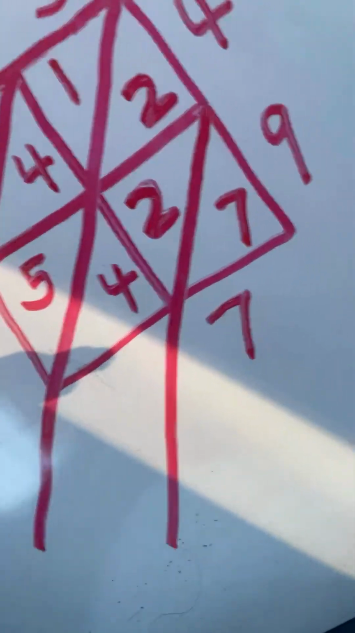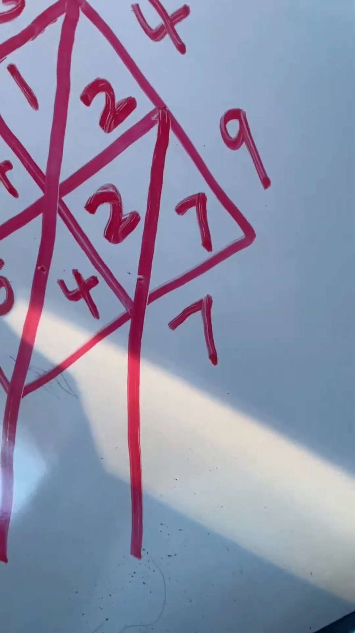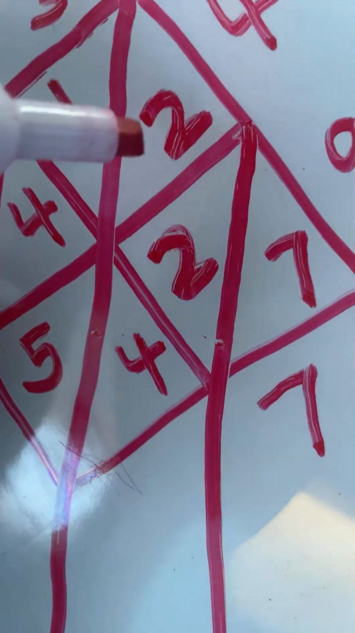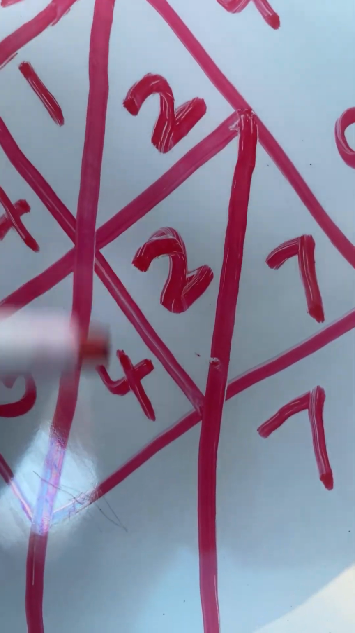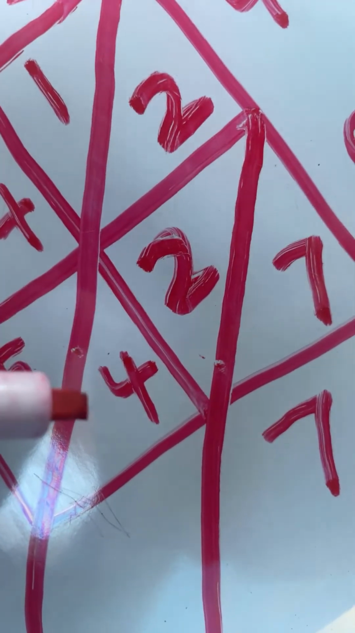Next, we have to add the numbers that are in between these two diagonal lines. And our sum is going to represent the tens place. So we have to add 2 plus 2 plus 4. So 2 plus 2 equals 4, plus 4 equals 8.